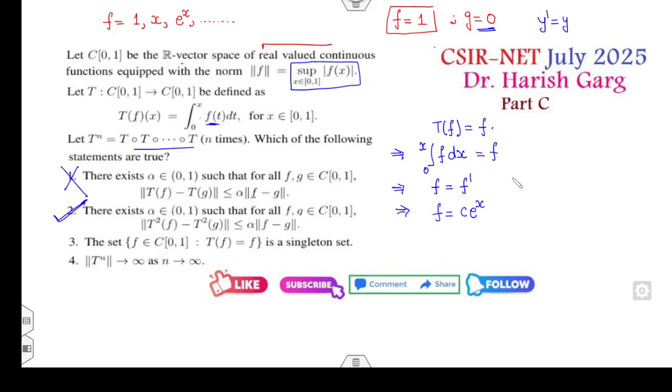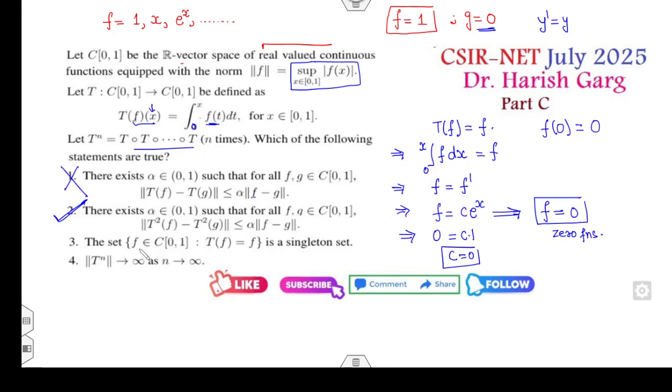Now how can you find the value of c? Let's start with the initial condition. What is f of 0? You can see when x is 0, the integration from 0 to 0 is 0. So if I substitute the value here, e raised to power 0 is 1. That means c is equal to 0. Therefore, your function is only the 0 map. Fine. So that means the set is only 0, a singleton. So yes, it's the correct option.